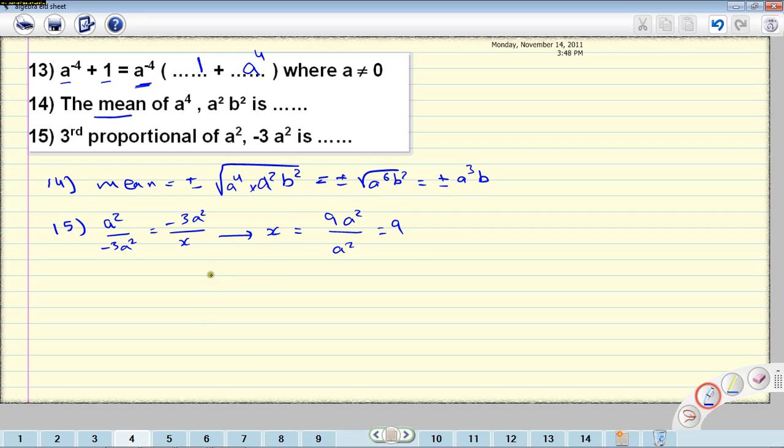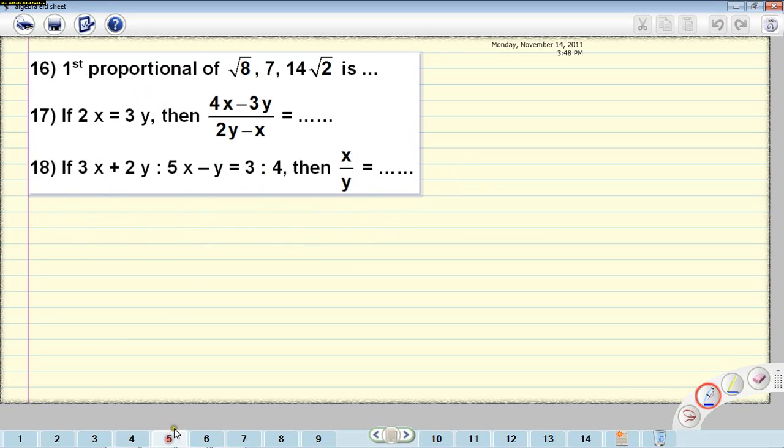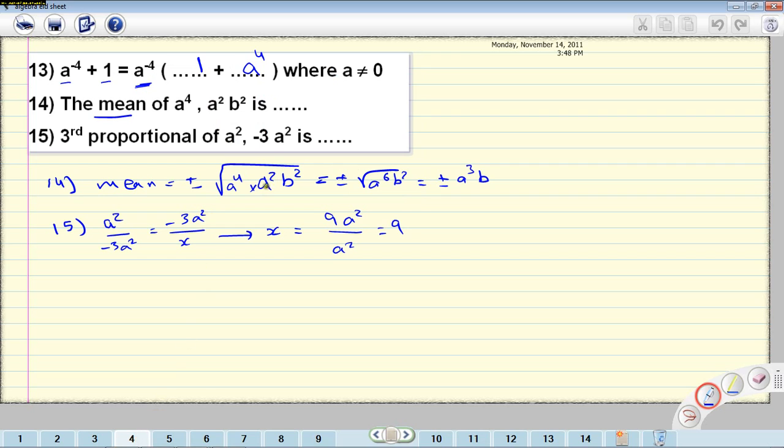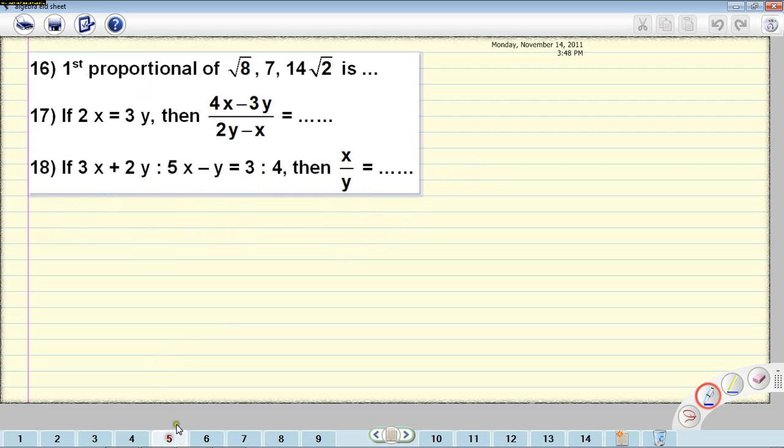Next question says the first proportional of root 8, 7, 14, root 2. Actually, something here, I did it wrong, because 8 to the power 4 times 8 to the power of 2 times 8 to the power of 2, it's 8 to the power of 4. I'm sorry. The answer would be 9 8 to the power of 2.